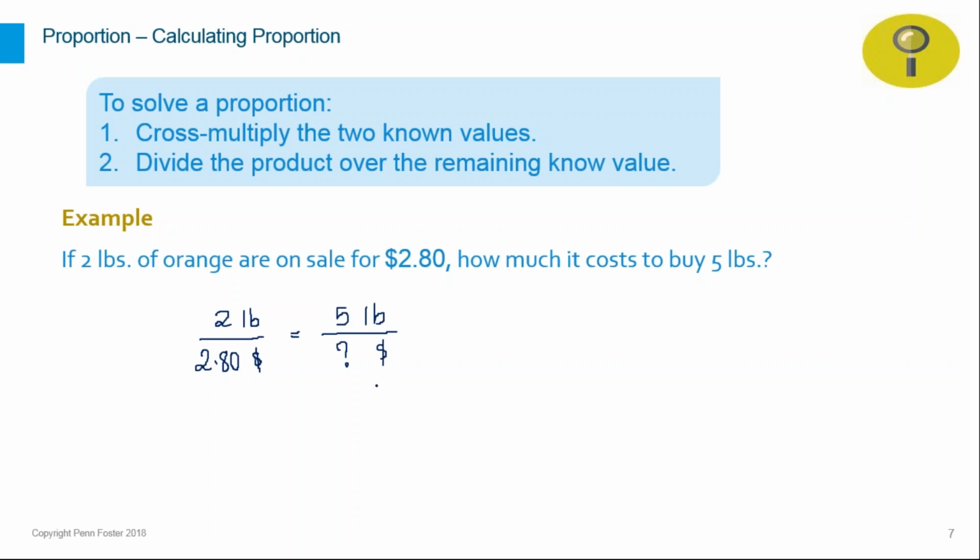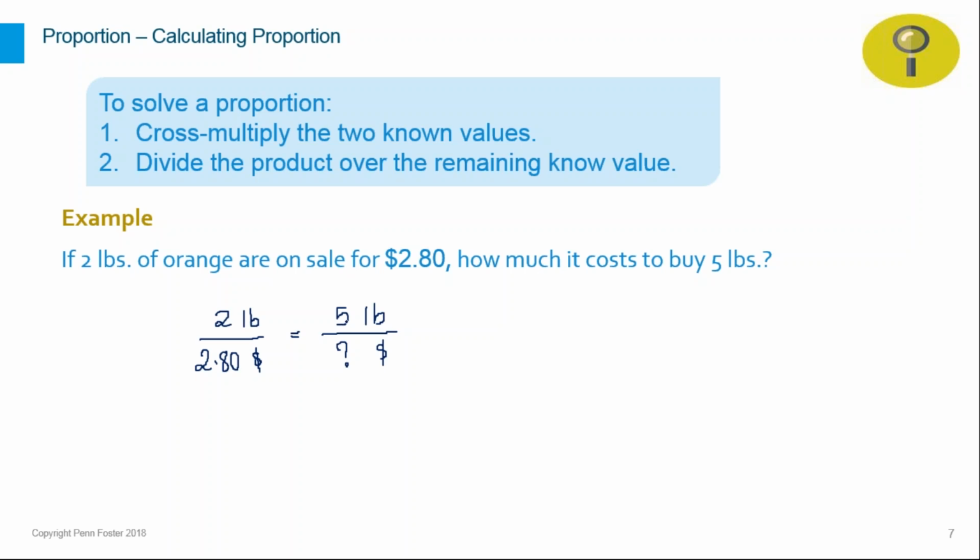Now, when I set up the proportion, I need to be careful. I need to keep the order. If the first fraction has the pounds over dollars, then the second fraction has the pounds over dollars. The first fraction speaks about the factual information, the fact that we know. The fact is 2 pounds cost $2.80. That would be one fraction. The second fraction would be the known, which is 5 pounds. Then the unknown would be how many dollars we need to pay for the 5 pounds. The order in which you set up your proportion will determine if your answer is correct or not. So again, order is so important.